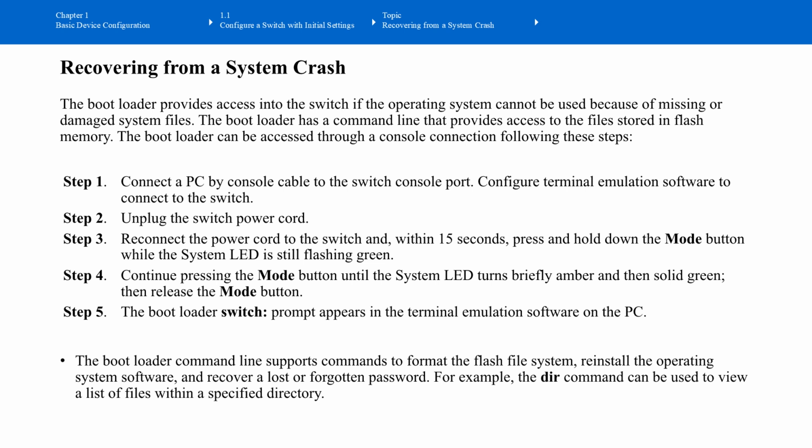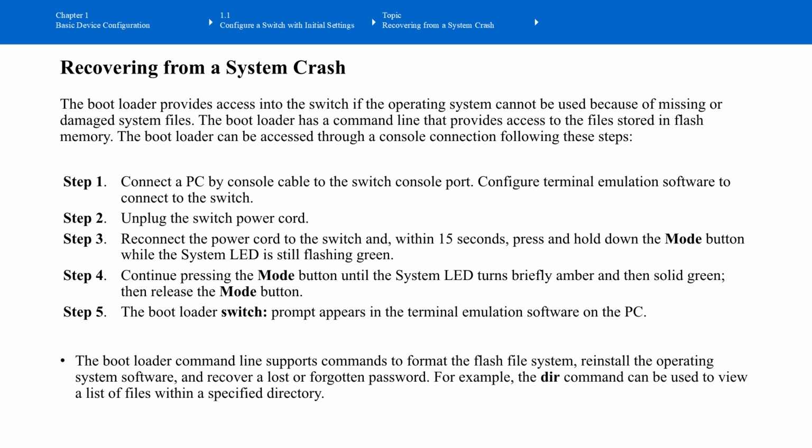Step number 1, connect the PC by a console cable to the console port on the switch. Of course, the other side of the console cable connects to your computer. You're using your computer to control your switch through the cable directly. So configure terminal emulation software to connect to the switch. And then unplug the switch power cord.